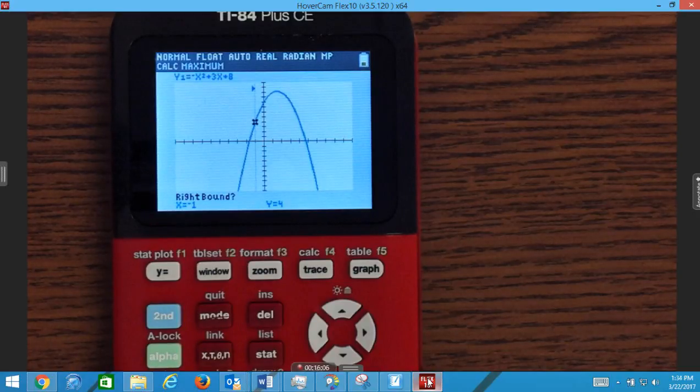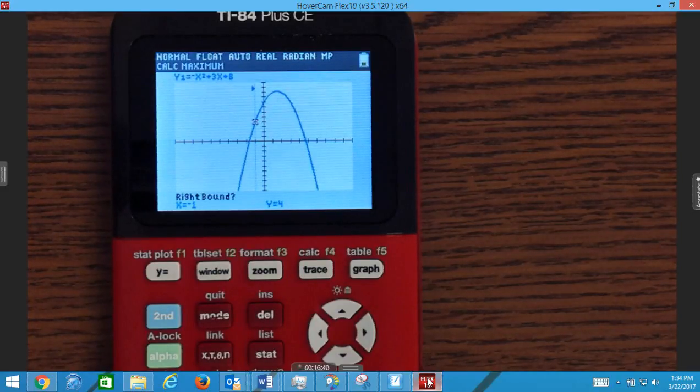Does it really matter what we pick? No, as long as it's to the left. But it might matter that you didn't change your window so that you can see your vertex. So go to window, go down to the y max. Now you're going to have to go back and do second trace.